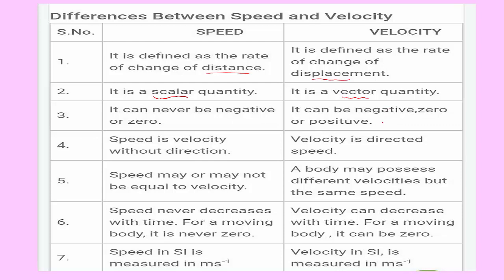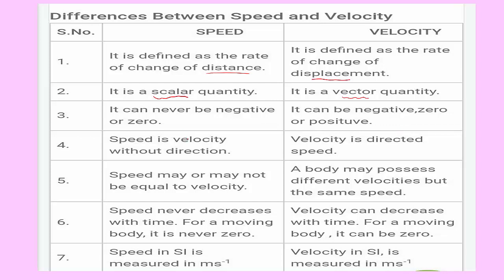But velocity can be negative or positive or zero, because velocity means we are comparing displacement with respect to time. Displacement is the change in position, or the shortest length between any 2 points. So here we are going to consider direction. That's why it may be zero or positive or negative.